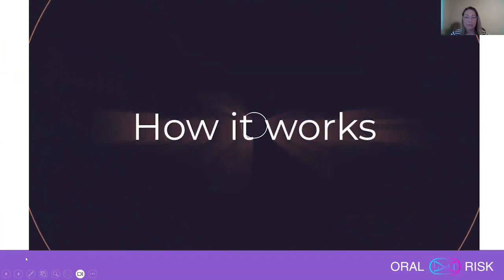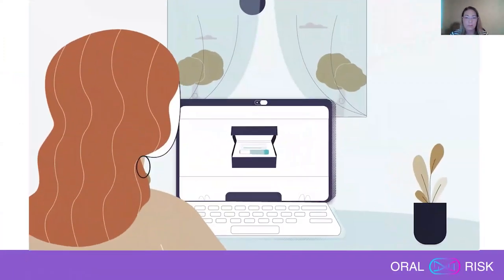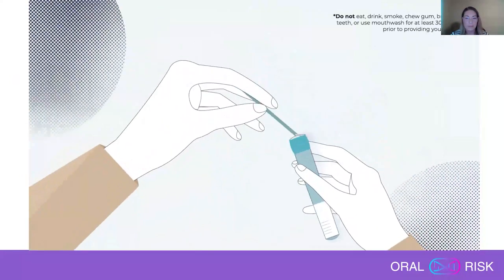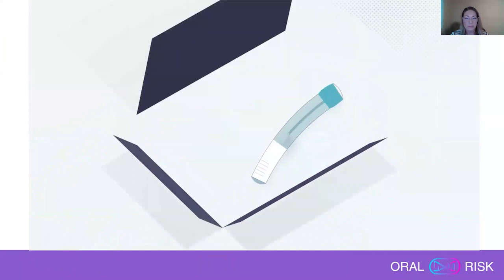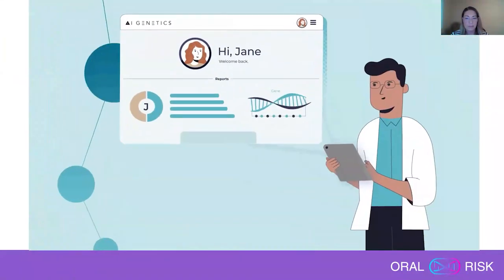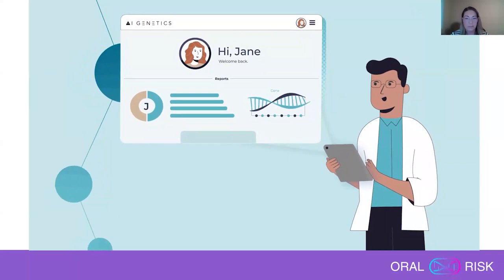How it works. After purchase, go online to create your profile. Follow instructions and mail the kit back. We analyze your genetic profile and provide insights, helping you and your healthcare provider build a personalized health plan.